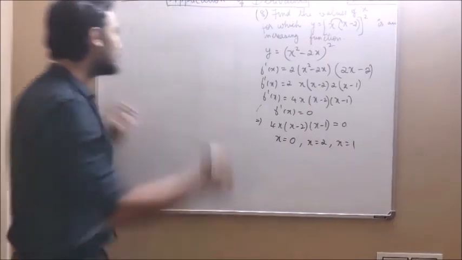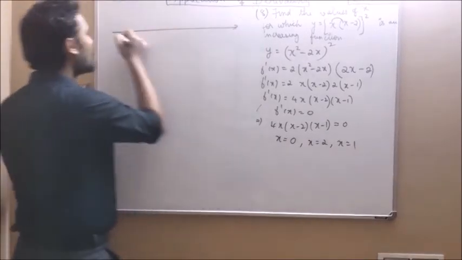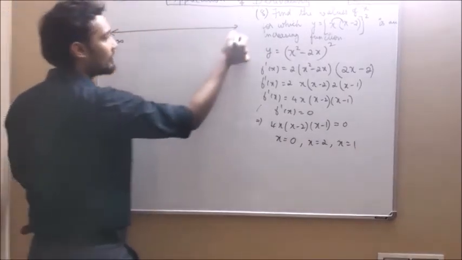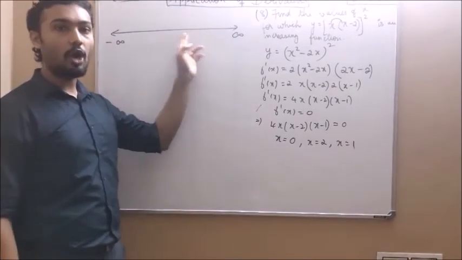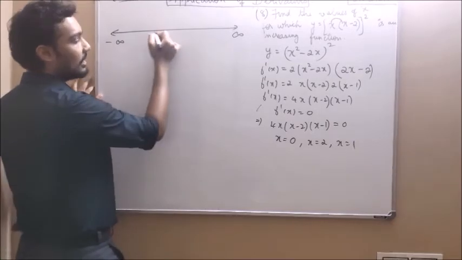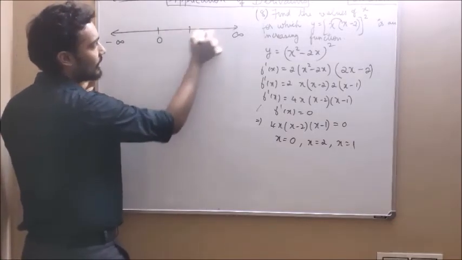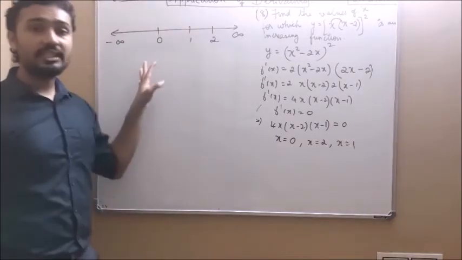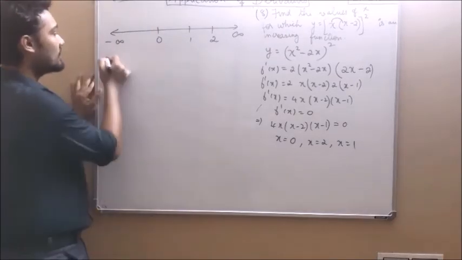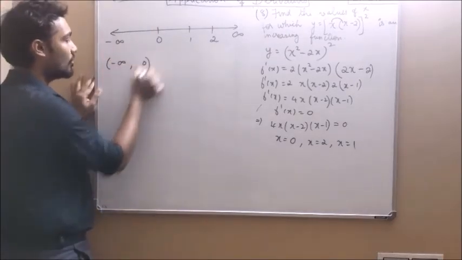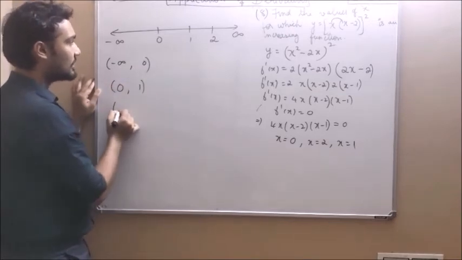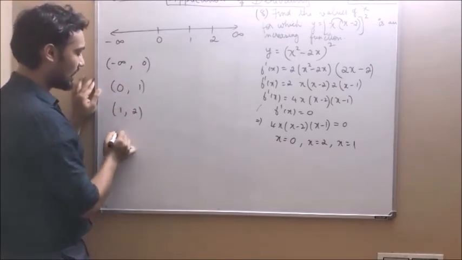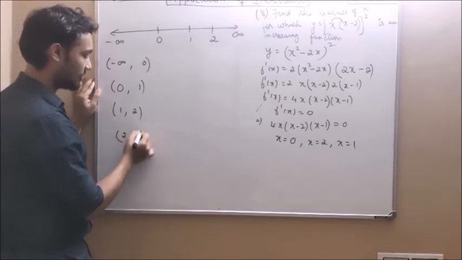So let us draw the line. There is a real line R, minus infinity to infinity. These points will divide this real line R into how many intervals? The points are 0, 1 and 2. The intervals formed are: the first interval is minus infinity comma 0, the second is 0 comma 1, the third is 1 comma 2, and the last is 2 comma infinity.